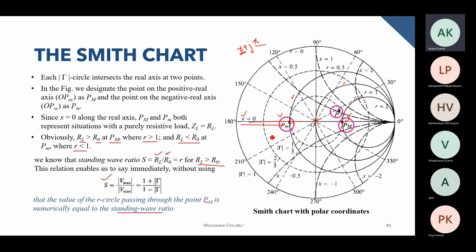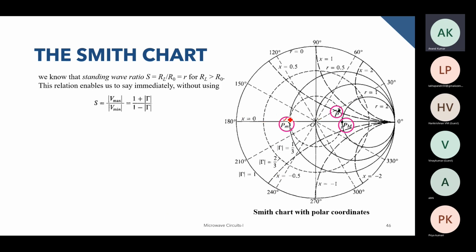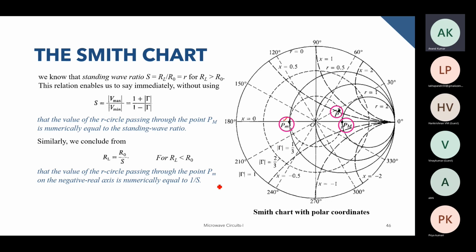So if you want to calculate the standing wave ratio, all you need to do is plot this particular point, draw a circle, and wherever it cuts the real axis, this PM gives you the voltage standing wave ratio, and similarly, this particular P small m will give you the inverse of the VSWR. So when it cuts on the negative real axis, it will give you the 1 by S value.